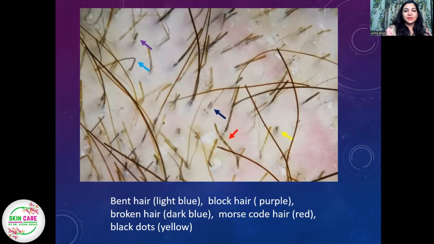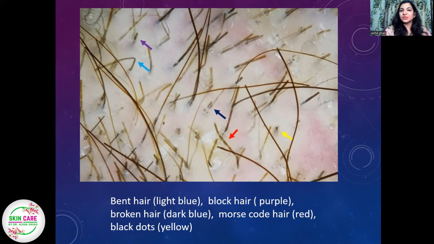Okay, and obviously the yellow arrow is showing black dots where the hair has actually fallen off from the scalp. So you can see black dots are visible not only in the trichoscopy of tinea capitis. They were also visible in trichotillomania. They were also visible in alopecia areata. But in a trichoscopic picture, if you get to see a majority of black dots, this is diagnostic for alopecia areata. So many features can be found in many diseases, but then this is the priority of diagnostic features.